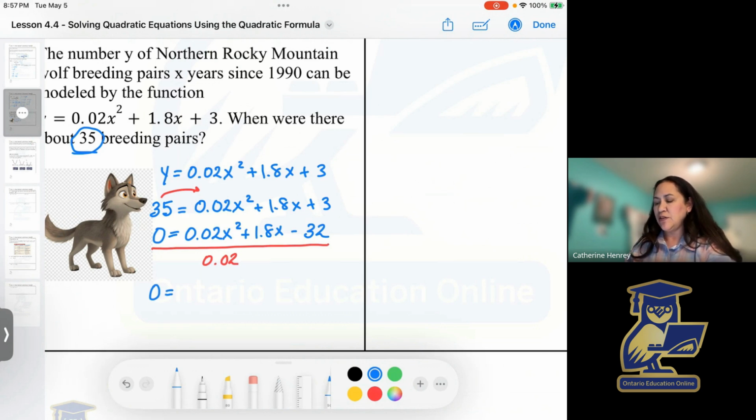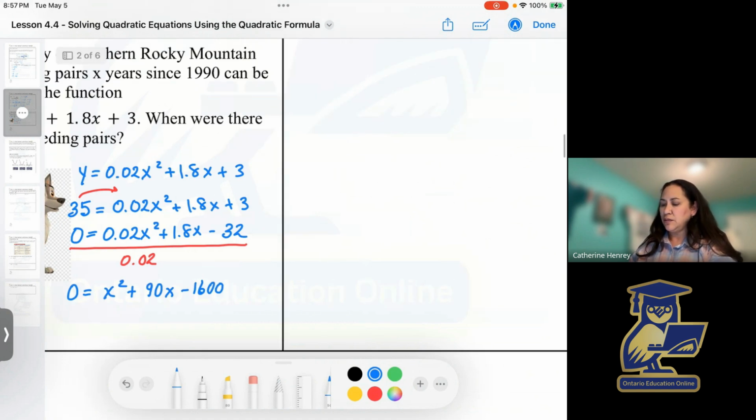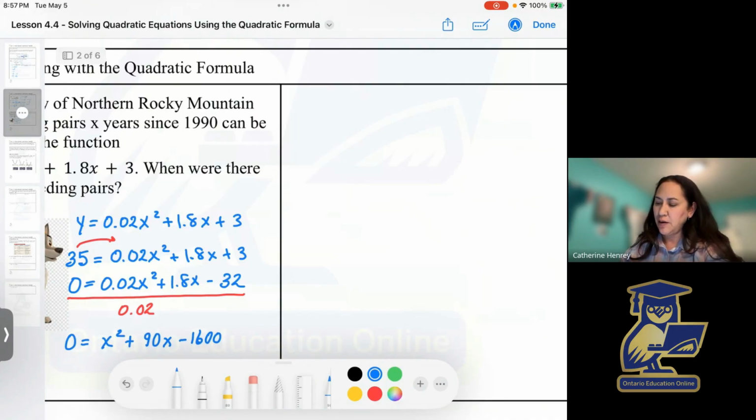0.02x squared divided by 0.02 is just going to leave me with x squared. Next, we have 1.8 divided by 0.02. We'll end up with 90x. And then finally, if we have negative 32 divided by 0.02, we will get 1,600. Now we have completely different A's, B's, and C's, and I think they will be easier to work with. So here we have A is equal to 1, B is equal to 90, and C is equal to negative 1,600.